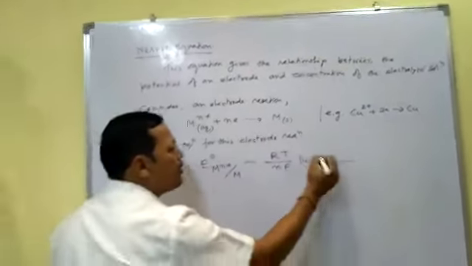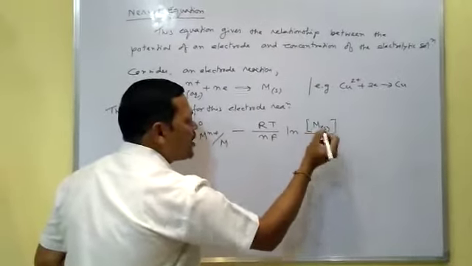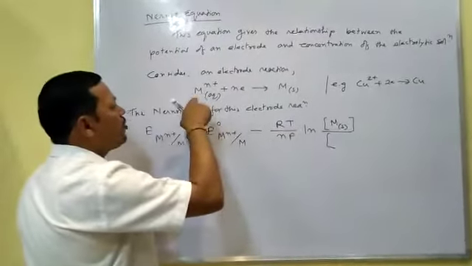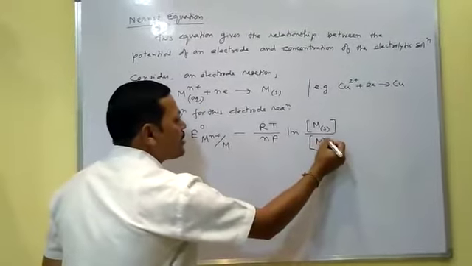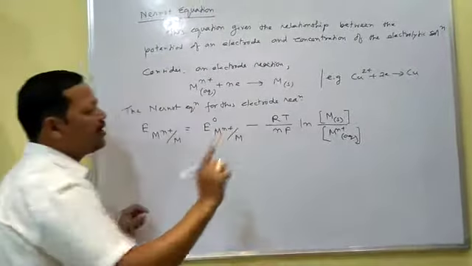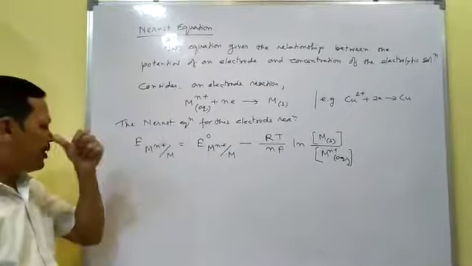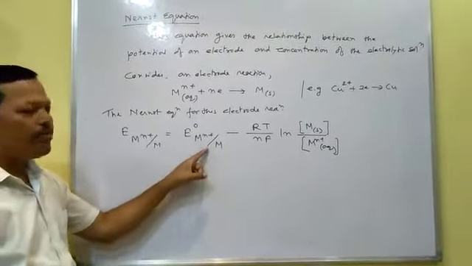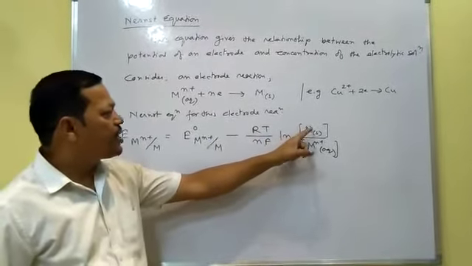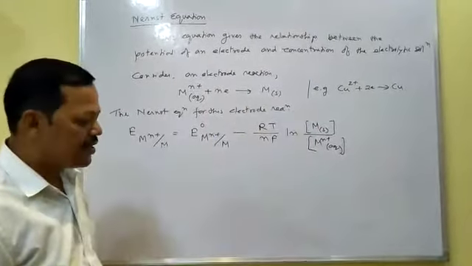What is your product? Metal solid. Concentration is represented by the square bracket sign. So the concentration of metal solid divided by the concentration of the metal ion, Mn+ aqueous. So in this way you can write the Nernst equation. The normal potential of this electrode equals the standard potential of the electrode minus RT by nF ln of the concentration of the product divided by the concentration of the reactant.